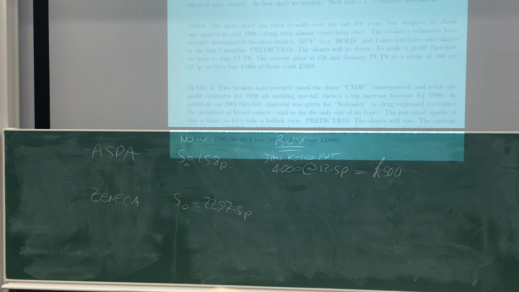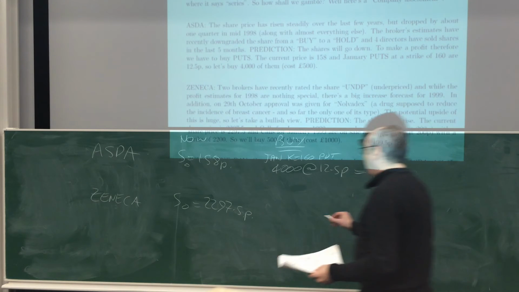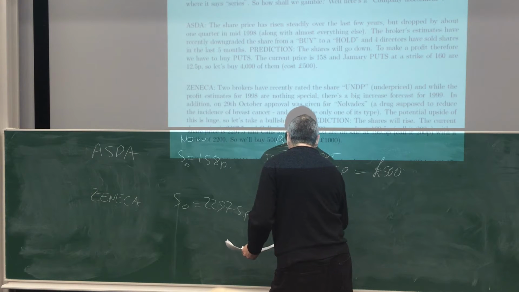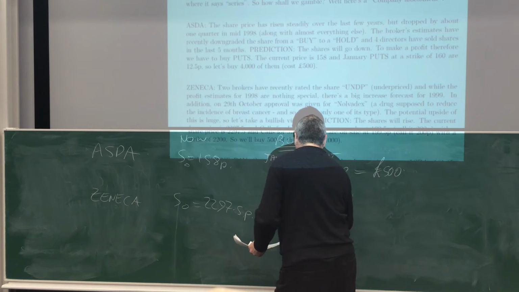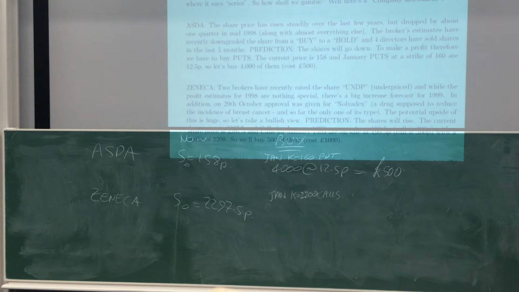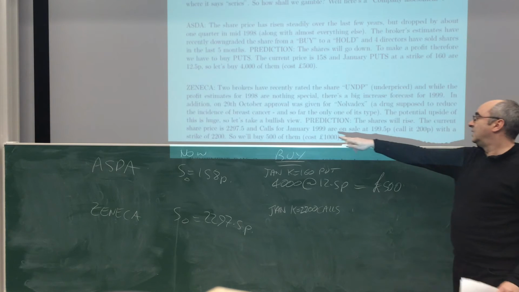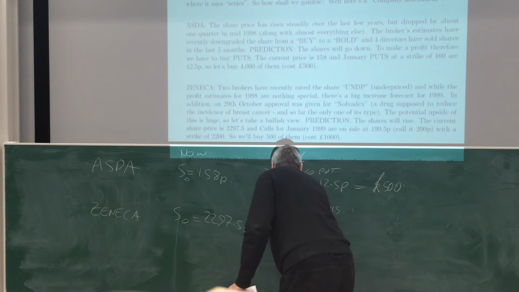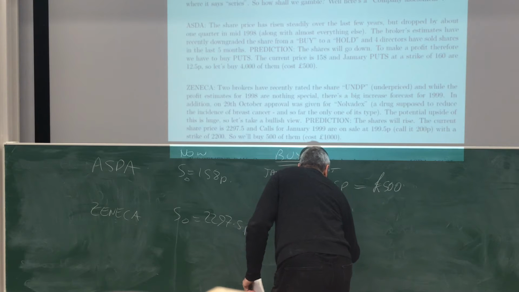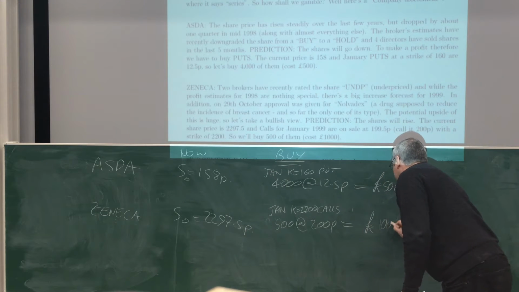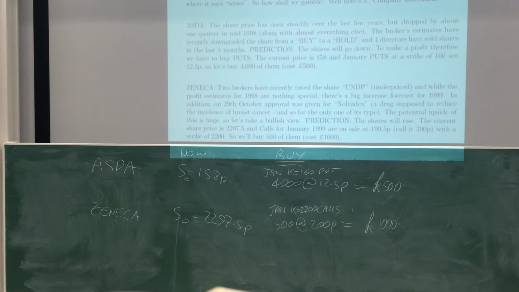So let me look at that. With Zeneca, I'm going to buy January calls with a strike price of 2,200. Okay, and what am I going to do? I'll buy, let's say, 500 of them at 200 pence, so that's going to cost me £1,000. So basically what I'm doing is I'm going to put £500 into put options for Asda and £1,000 into call options for Zeneca.